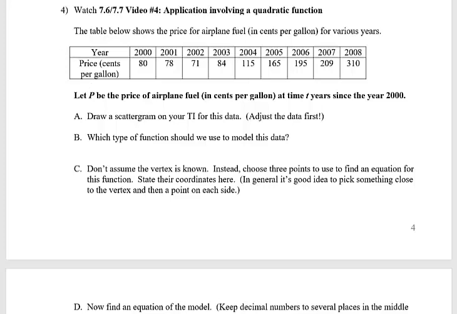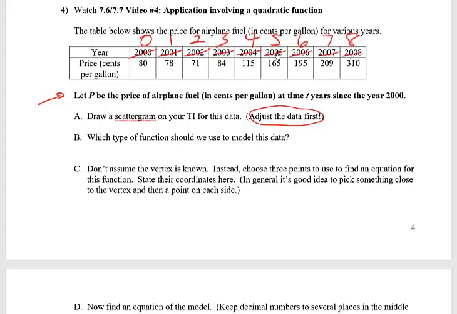Here is our typical let statement. And we want to make sure we know what our variables stand for. So P is going to be the price of the airplane fuel in cents per gallon, just like it's given. T is the number of years since the year 2000. So as it says down here, we are going to have to adjust that data, right? Let's do that real quickly. This would, of course, be 0, 1, and then so on.